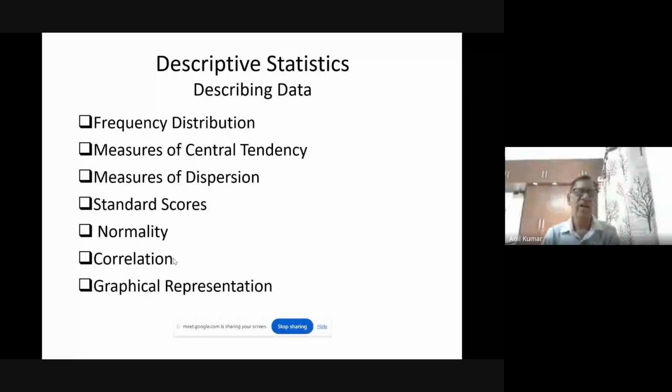Graphical representation is also one of the best ways to visually describe the data. The only difference is here we are describing the data in tabular form or in visual form. So graphical representation is also considered one of the descriptive statistics components, wherein we are describing the data by way of visualization, by way of table formation.